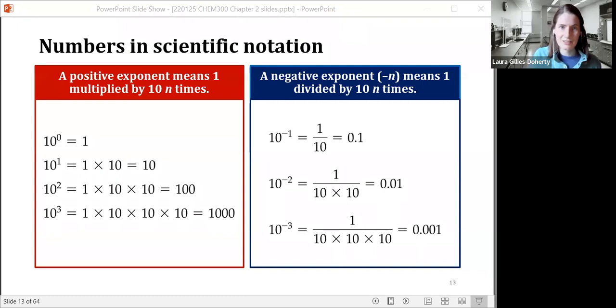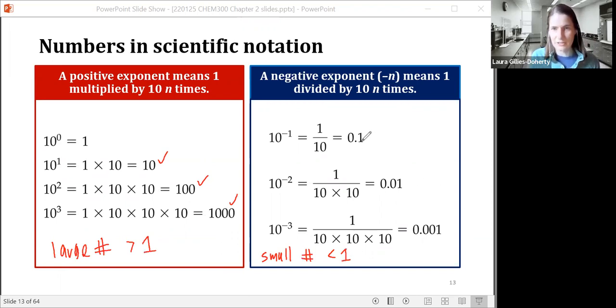So to summarize, positive exponents mean large numbers that are greater than 1, right? We're dealing with big numbers in the tens, the hundreds, the thousands, the 10,000s, the 100,000s, the millions. And if we have a negative exponent, we're dealing with small numbers that are less than 1, like decimal values: 0.1, 0.01, 0.001, and 10 to the negative 4 would be 0.0001. So each time the exponent increases with a negative sign in front of it, you're dealing with a smaller and smaller increment.